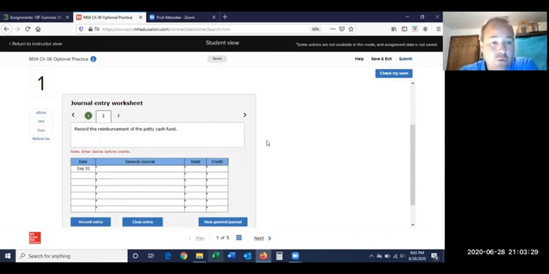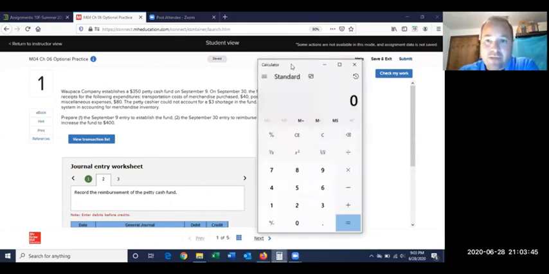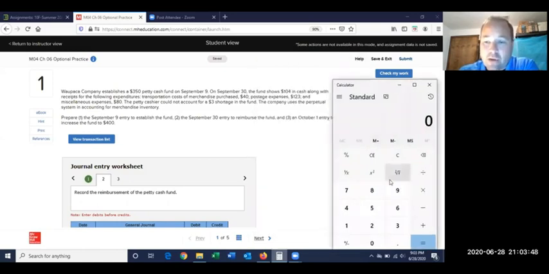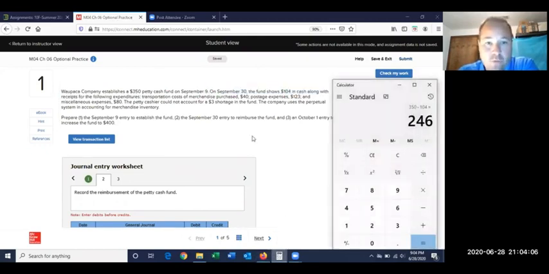Now it says journal entry 2, record the reimbursement to the petty cash fund, because throughout the month we started spending some money. The fund shows that we have only 104 left in the account. If we wanted to just stop right there, we could get an idea of how much we spent. If I started with 350 and I only have 104 left in the fund, that means I spent 246. Okay. All right, so the fund shows $104 and the receipts for what we spent for.